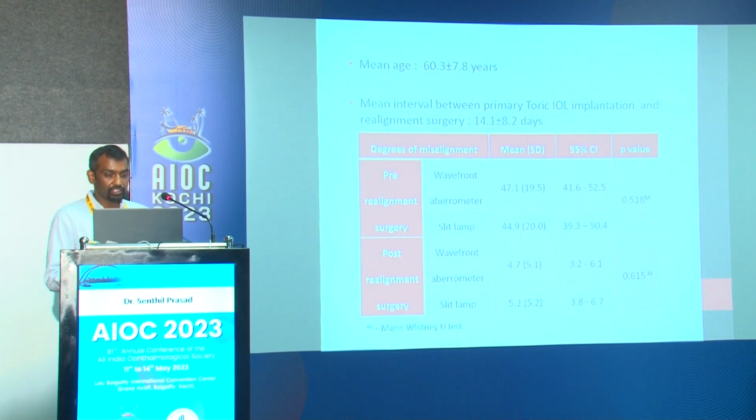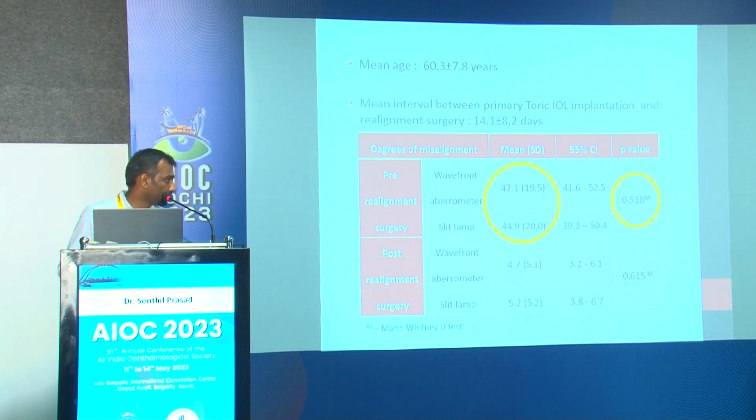The mean age of the study participants was 60.3 years, and the realignment surgeries were done at an average of around 2 weeks from the primary surgery. Misalignment was calculated as the difference between the planned IOL axis and the current axis in the post-operative period. We found that the wavefront aberrometer had a mean misalignment value of 47.1 degrees, whereas using the slit lamp method, the mean misalignment was around 44.9 degrees.